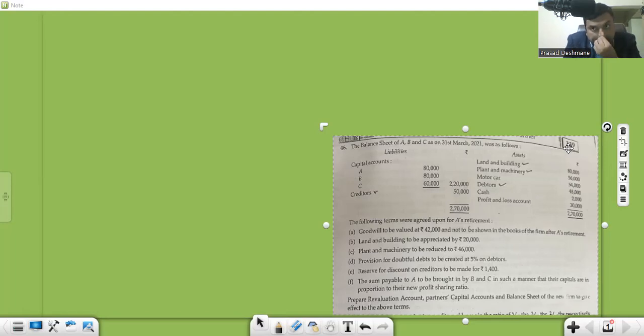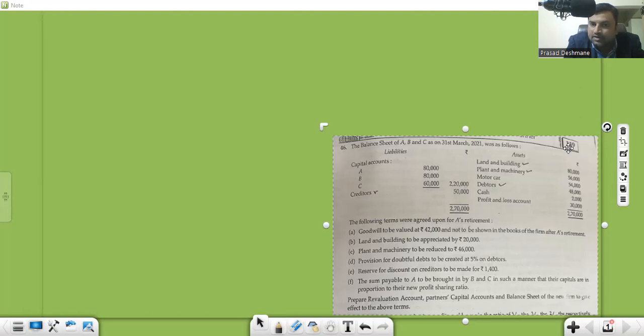Basically, in the retirement, they want to change the capital of the partners. In the previous two sums which we have done, the capital was provided to us. But in this sum, we need to calculate the capital. For what adjustment they have mentioned in the sum, just read it. A sum payable to A to be brought by B and C in such a manner that their capitals are in proportion to their new profit sharing ratio. So basically, they decided to pay the retired partner immediately, and for that purpose, B and C have to bring that much money in such a manner that capitals are in proportion to their new profit sharing ratio. So this is called adjustment of capital in retirement.